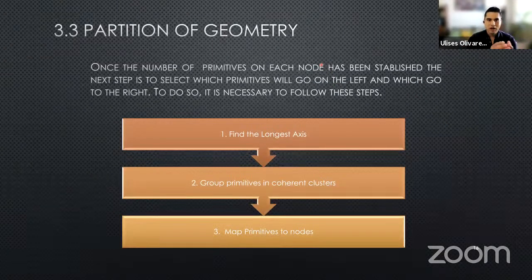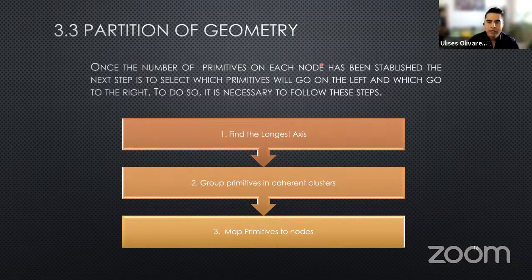So once we define how many primitives each node will contain, we need to assign that geometry to those nodes. In order to perform that, we summarize it in 3 steps. First, we're going to find the longest axis, and we perform that using a parallel reduction, finding the minimum and maximum values, using a GPU architecture in order to analyze those input values in a parallel way. And then we're going to group those primitives or polygons in coherent clusters. So once we have this grouping, we can assign those primitives directly to nodes, and then we can finish our construction.